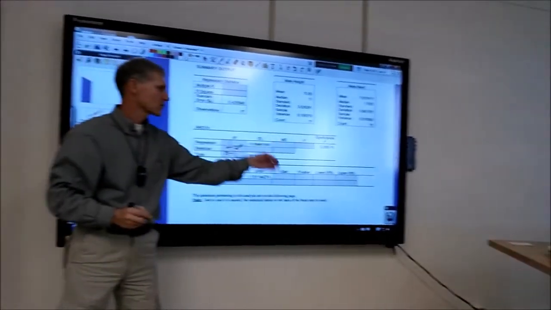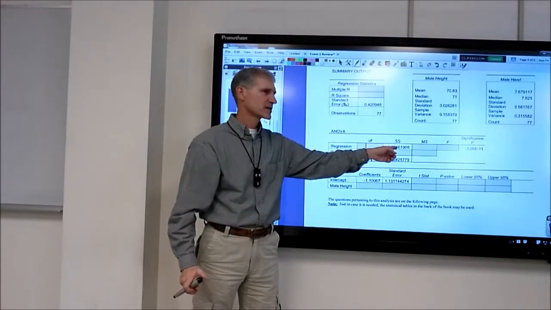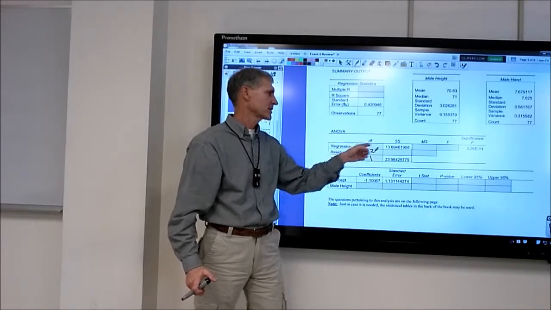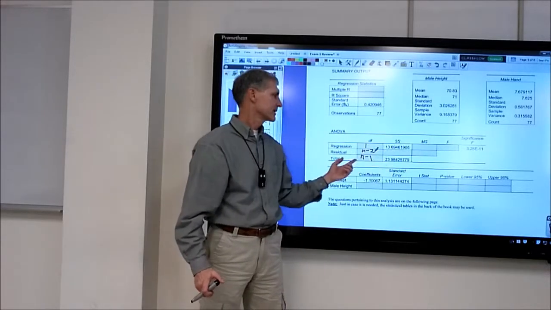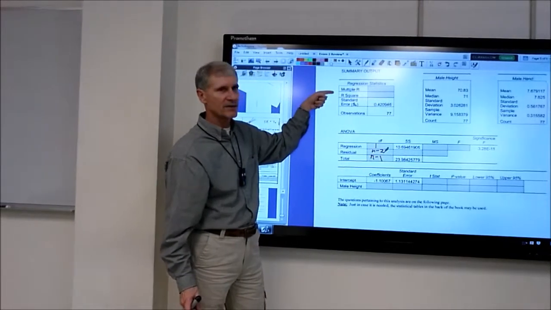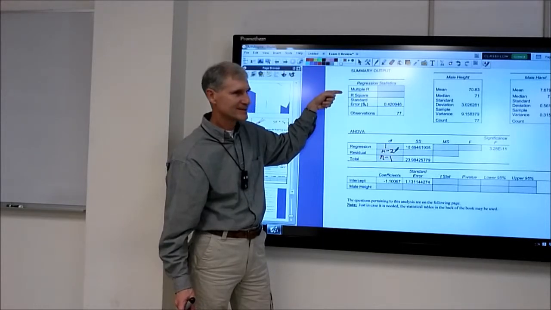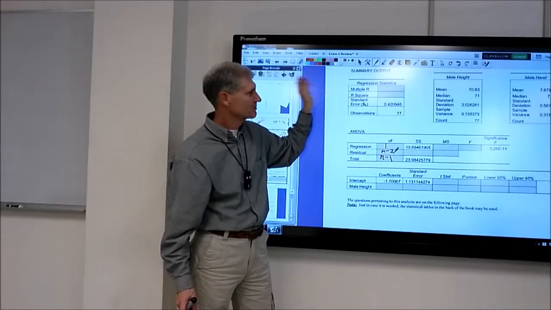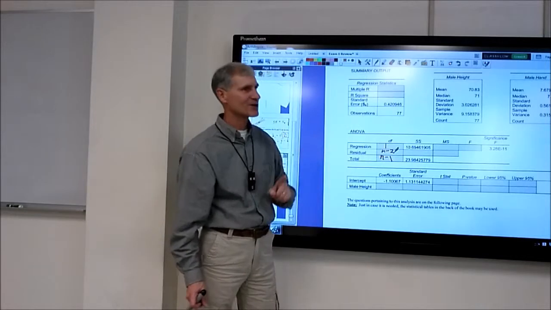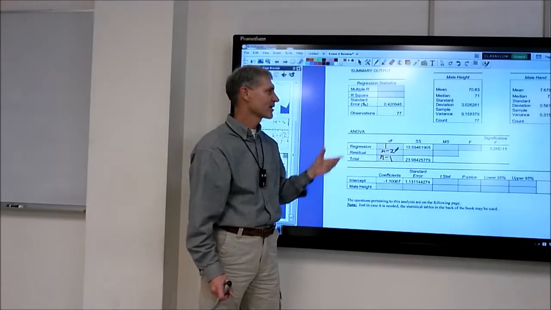Then how do you get mean squares? Take the sum of squares, SS, divide by degrees of freedom, and you get mean square. Now, how do you get r squared? You square R. How do you get r? You can't get r from this, but you can get r squared, and then you'll get r by taking the square root of it.